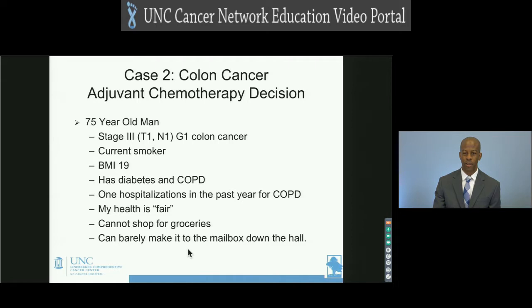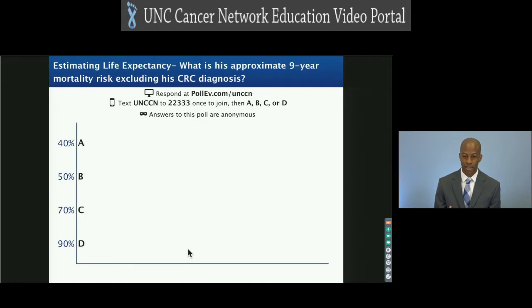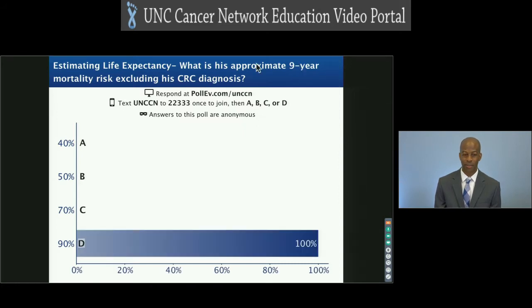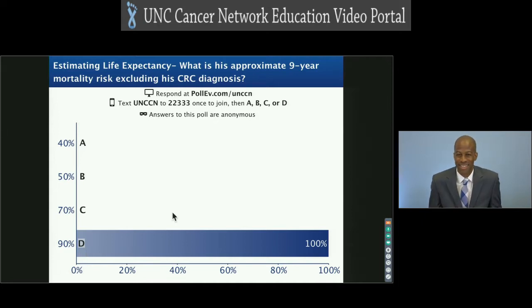He self-rates his health as fair. He cannot shop for groceries, and he can barely make it to the mailbox down the hall. And so, considering only the patient, forgetting about the cancer, a very frail gentleman, not in quite good health, still smoking, can barely walk to the mailbox, what is his estimated life expectancy? Is he going to live for a very long time or a very short time? What is his approximate 10-year mortality? It's probably going to be very high. Some people are starting to respond here. I'm sorry I gave you guys a hint.